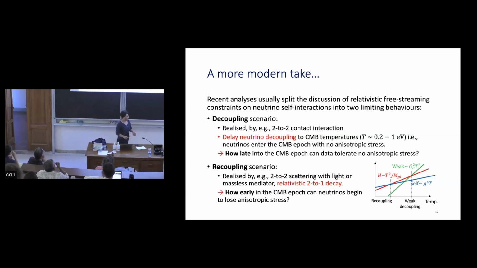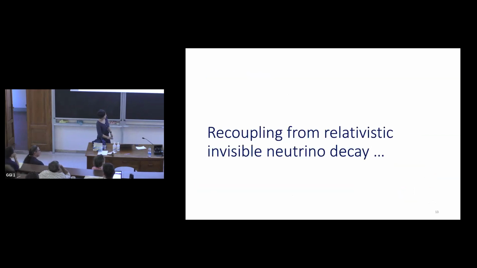Okay, so in this particular scenario, what you're looking at is free streaming neutrinos entering into the CMB epoch, and then they recouple. Okay, and then you want to ask the question of how early in the CMB epoch can the neutrinos begin to lose anisotropic stress? So slightly different, but same idea. It's still shear stress that you're looking for. Okay, and that's what I'm going to be talking about mainly because it concerns decay.